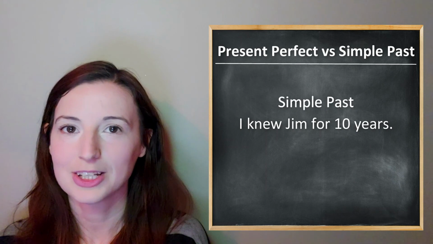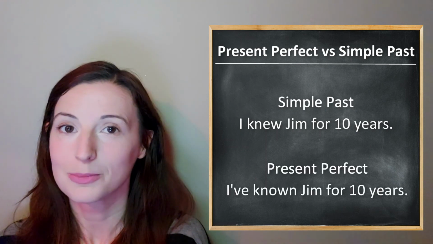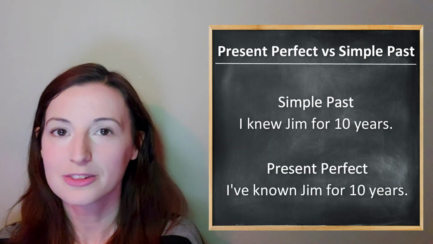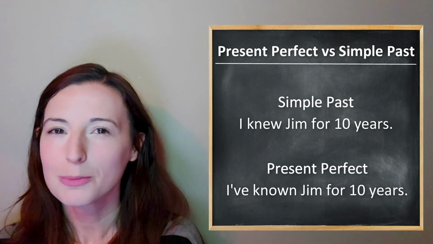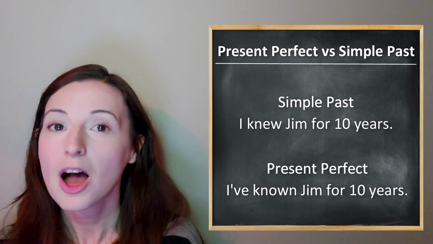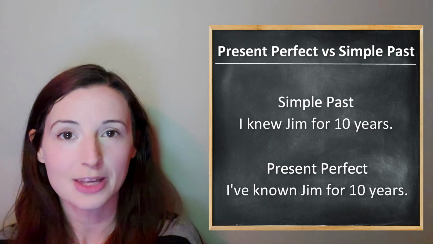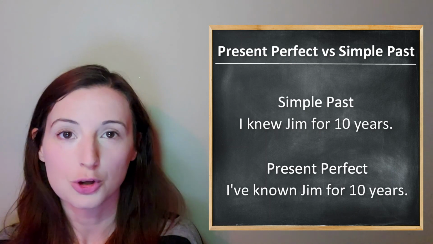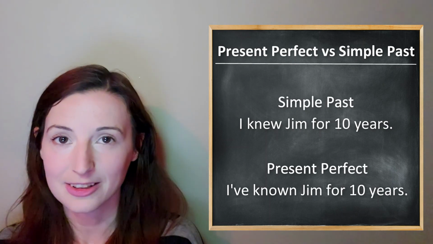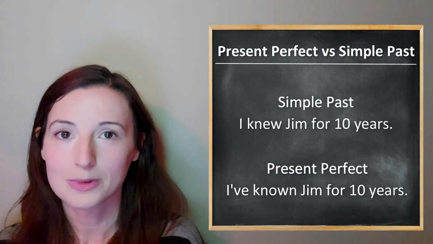Okay, so now that we reviewed the simple past and the present perfect, let's take a look at when to use the simple past and when to use the present perfect. I knew Jim for 10 years. I've known Jim for 10 years. Both sentences are grammatical, and both mean that for 10 years I knew a man named Jim. However, in the first example, I no longer know Jim. In the second example, I still know Jim today.